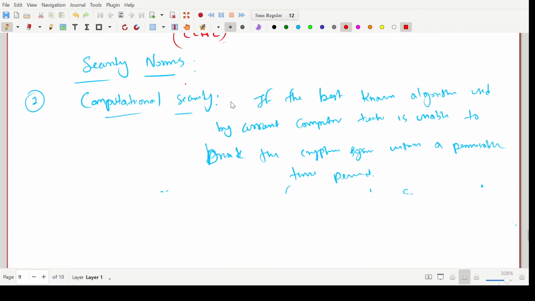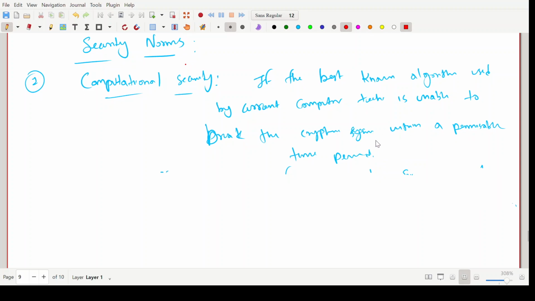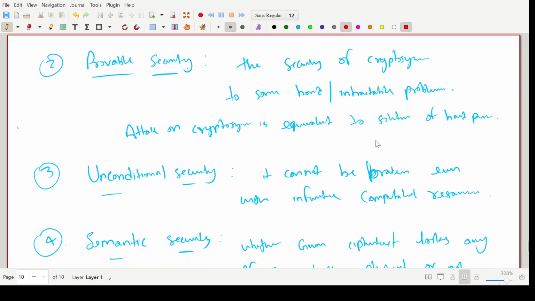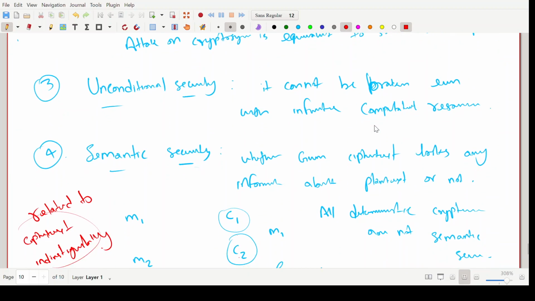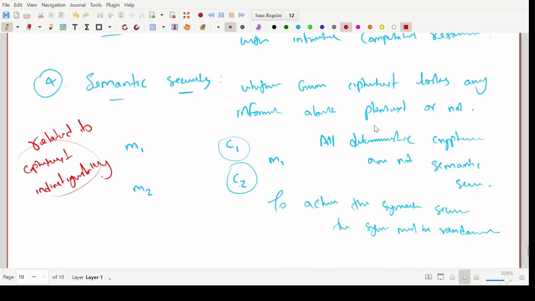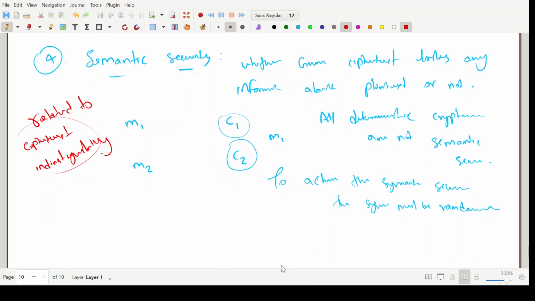Security norms: the first one is computational security. That means if the best known algorithm used by current computers is unable to break the crypto system, then it is called computationally secure. Provable security means the security of the crypto system lies on some intractable or hard problem. Unconditional security means it cannot be broken even with infinite computational power. Semantic security means, given a ciphertext, whether the ciphertext leaks any information about the plain text or not. This is closely related to ciphertext indistinguishability.